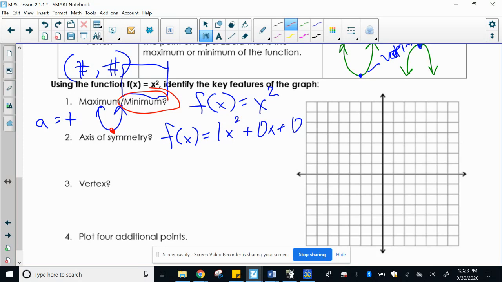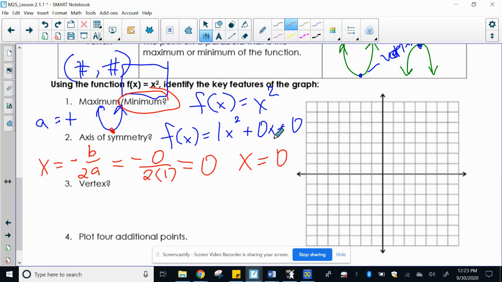The axis of symmetry. We have a special formula from above. I'm going to rewrite it down here. x equals the opposite of b over 2a. Well, let's just substitute in our values for b and a. So b is just 0. So really we have the opposite of 0 over 2 times a. Well, a is 1, so this is really saying 0 over 2. That's just 0. So our axis of symmetry is x equals 0.